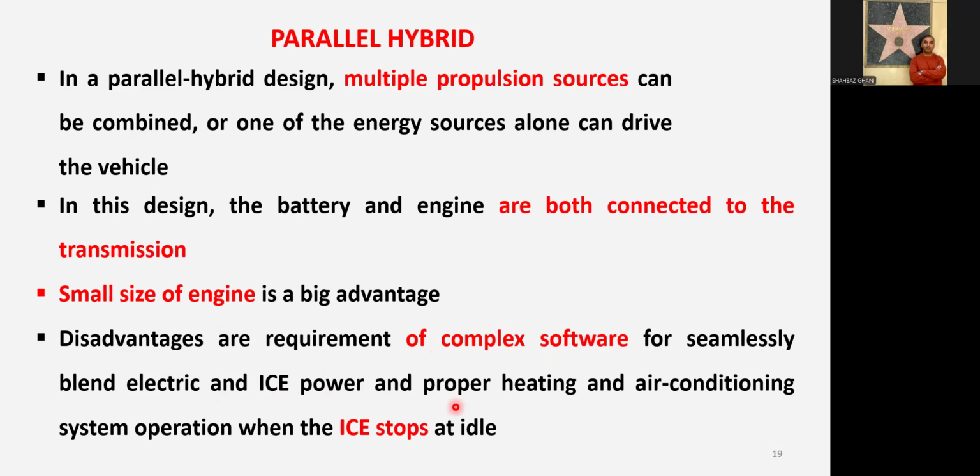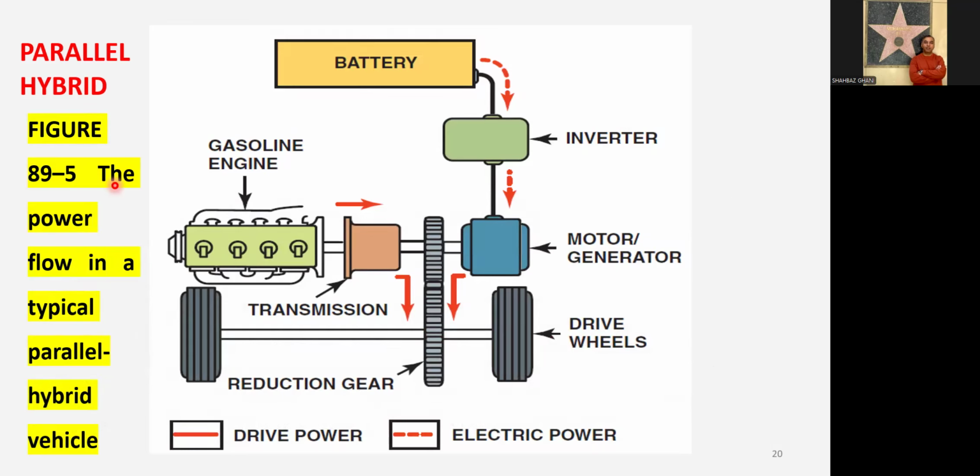Let's see the figure. A simple figure, this one, the power flow in a typical parallel hybrid vehicle. We have this engine, gasoline engine. We have this transmission here, and this transmission is driving the reduction gear, and the reduction gear is driving the driving wheels. We have this battery source here, and from the battery it is coming to the inverter. From that inverter it is going to the motor generator, and from the motor generator it goes to the reduction gear, and the reduction gear goes to the wheels.